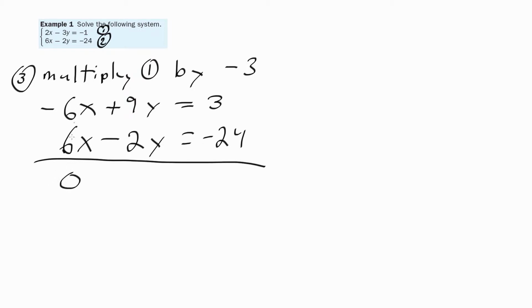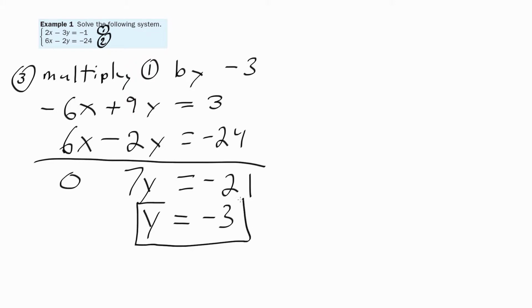I get 0 for -6x plus 6x. I get 7y for 9y minus 2y. And then I get -21 for 3 minus 24. Well, 7 goes into -21 -3 times. Multiply both sides of the equation by 1/7, excuse me. So I get that y equals -3.